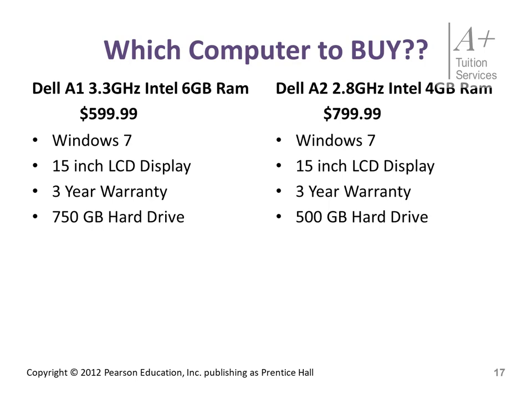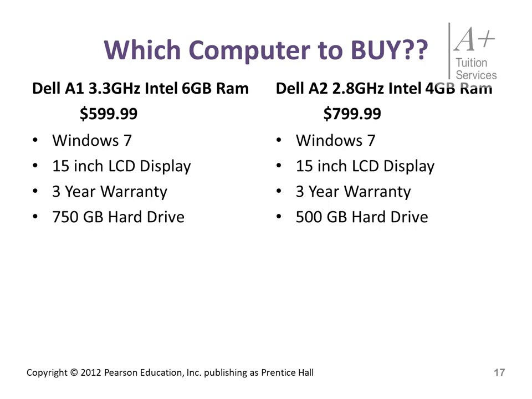So we have here a Dell A1, which is 3.3 GHz, Intel, 6 GB RAM for $599. Here we have Dell A2 for 2.8 GHz, 4 GB of RAM for $799. They both have 3 years warranty, both have 15-inch display, both have Windows 7. Except the one for $599 has a 750 GB hard drive, and the more expensive one has 500.